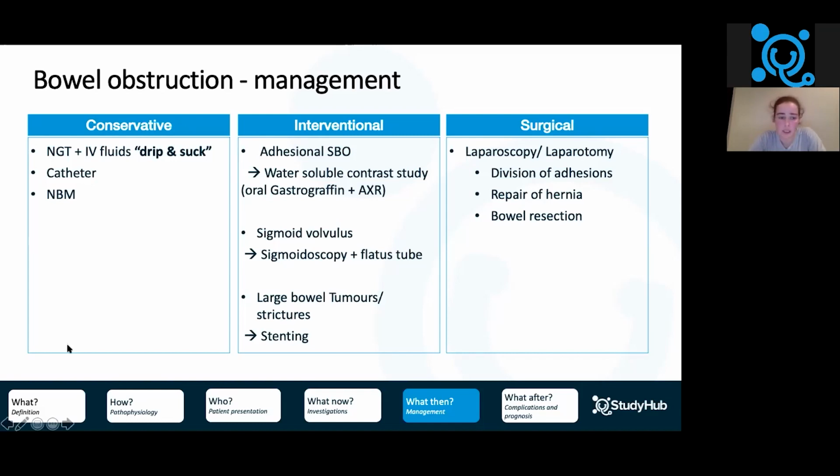Many of these patients will need to go on to have surgery, not all of them, some of them. And the surgery we do depends on the problem. So, for example, we might need to divide adhesions, repair hernias, or sometimes resect bowel.